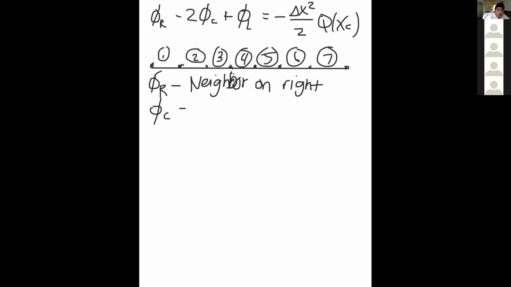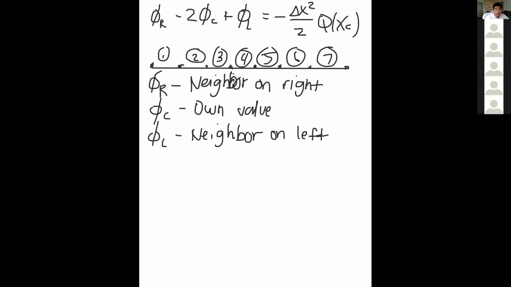Phi c, this is my own value. And phi l, this is the neighbor on the left. Professor, what do you mean by your own value? So that's when we applied finite differences to each grid point, that was the phi value at that grid point. So if we apply this to cell number 2, phi c would be phi 2 in that case. Makes sense.